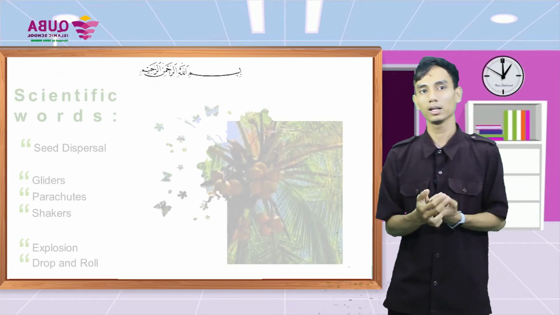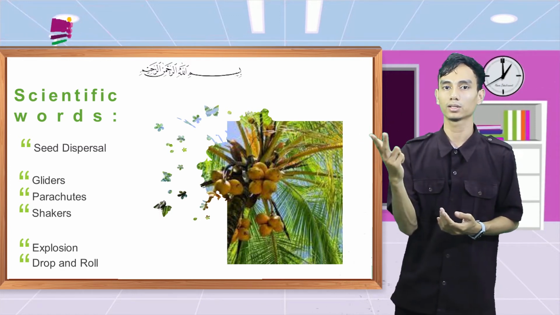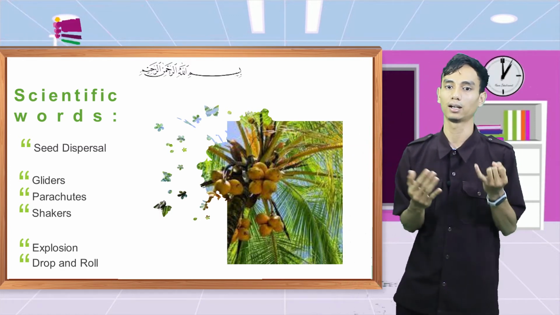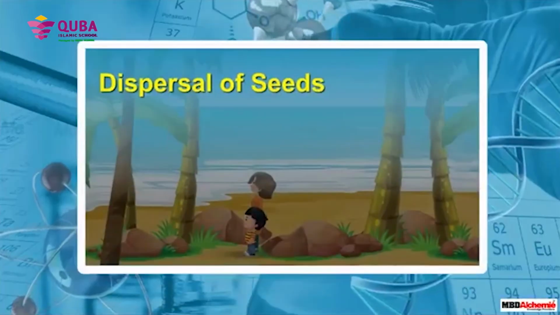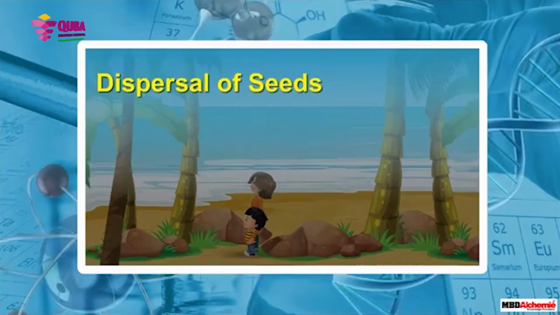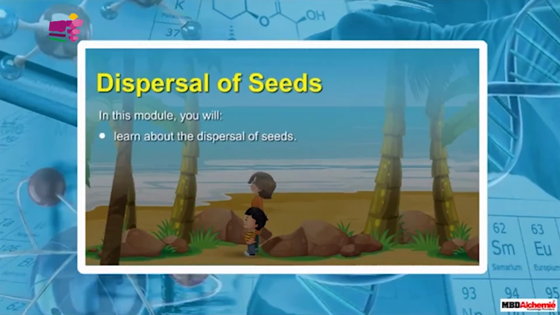Okay, now we will study seed dispersal: glider, parachute, shaker, explosion, and drop and roll. Dispersal of seeds. In this module, you will learn about the dispersal of seeds.